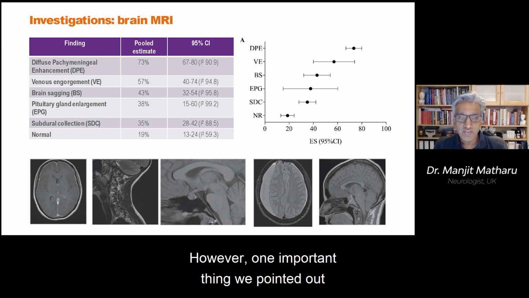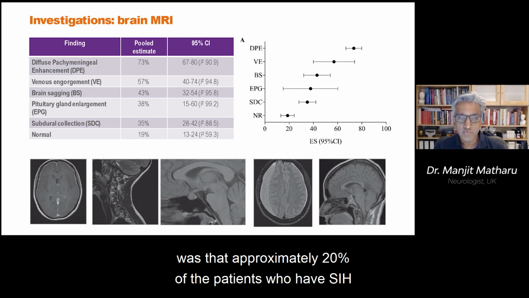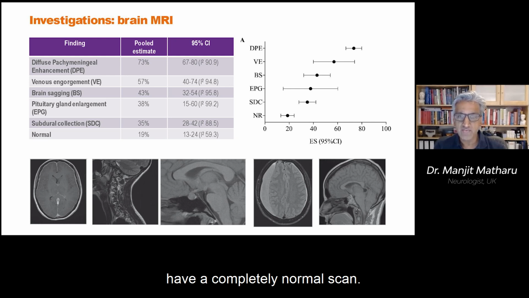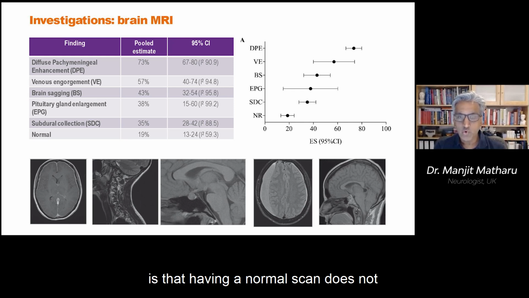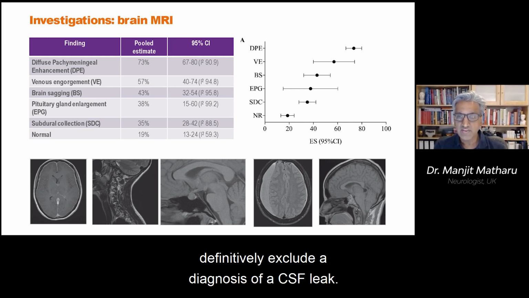However, one important thing we pointed out was that approximately 20% of the patients who have SIH have a completely normal scan. And the point that we have emphasized to everyone is that having a normal scan does not definitively exclude a diagnosis of a CSF leak.